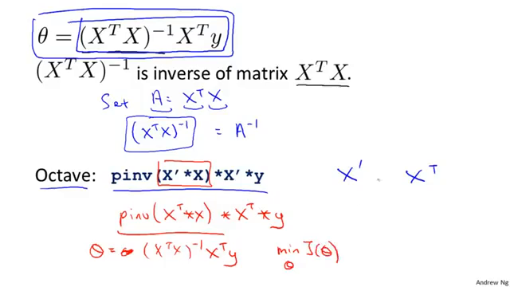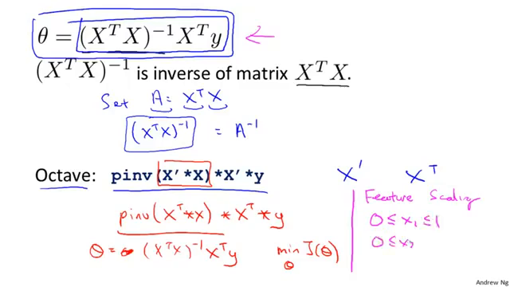One last detail. In an earlier video, I talked about feature scaling and the idea of getting features to be on similar ranges of scales or similar ranges of values of each other. If you're using this normal equation method, then feature scaling isn't actually necessary, and it is actually okay if, say, some feature x1 is between 0 and 1, and some feature x2 ranges from 0 to 1000, and some feature x3 ranges from 0 to 10 to the minus 5.